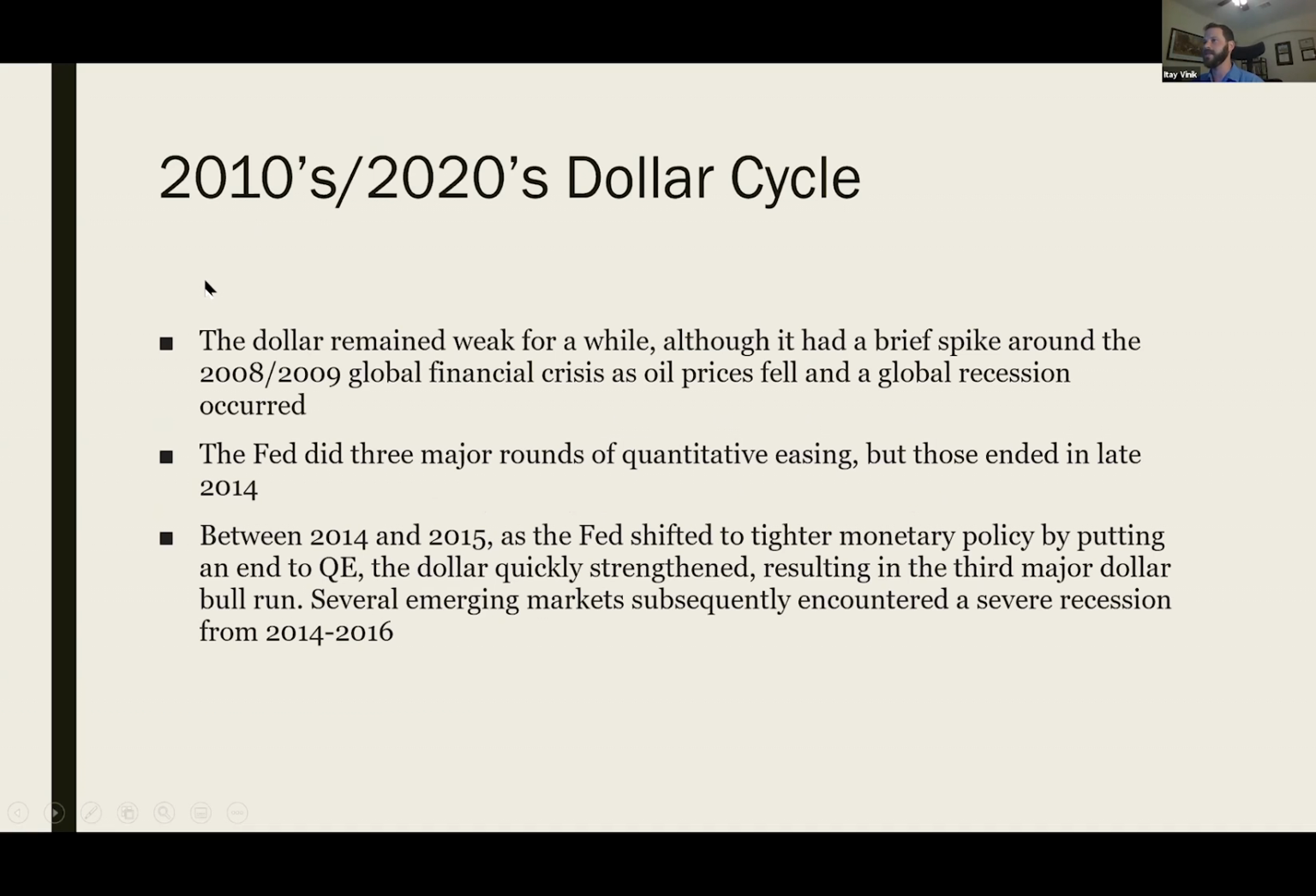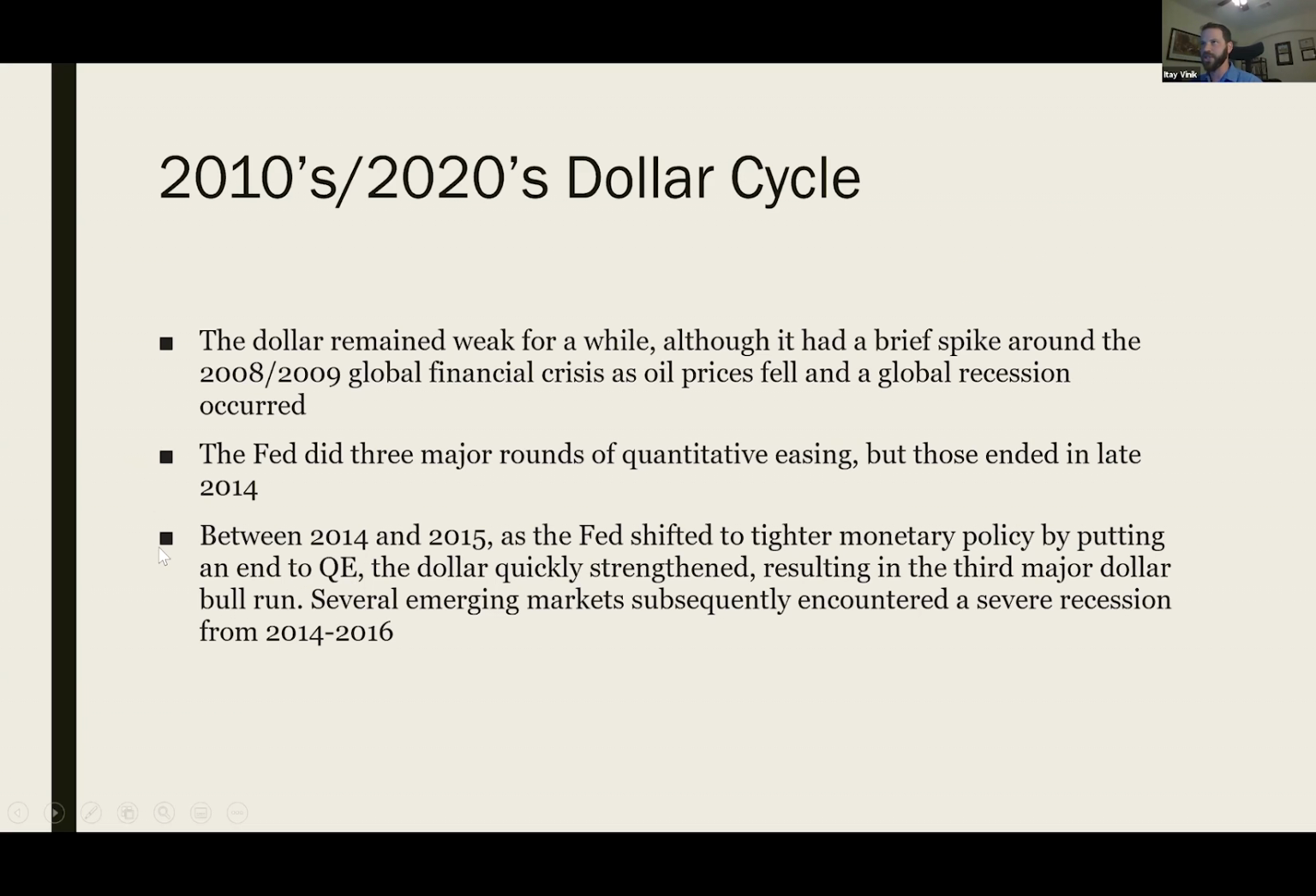So let's talk about the 2010s into where we are now. The dollar was weak for a while because of massive quantitative easing programs coming out of 2008. And in 2014, the Fed started tapering quantitative easing and stopping what they were doing. The markets were already pricing that in with a taper tantrum in 2013 and onwards. So in 2014, 2015, the dollar starts rising very, very quickly. The euro went from something like 1.6 to 1.1, 1.05. And that resulted in another major bull cycle.